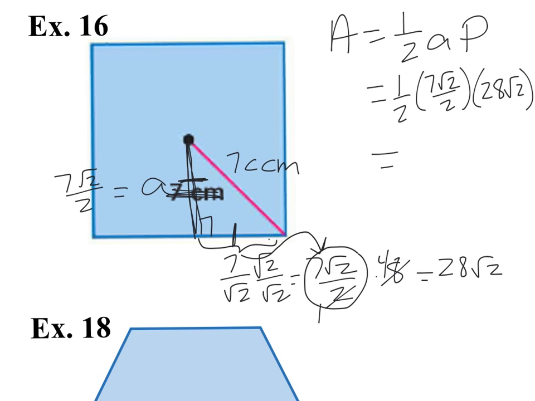Let's see, 2 times 2 is 4, which goes into 28 7 times. So I'm going to do this in a couple steps. So we'd have 49 times. When I take the square root of 2 times the square root of 2, that's going to give me 2. So times 2, and 49 times 2 is 98 square centimeters.